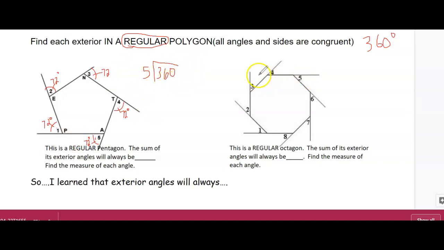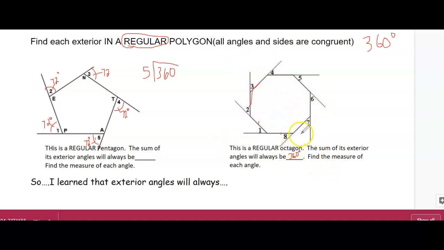Do this one. What does it say? 8. So this is an octagon. Let's just make sure: 1, 2, 3, 4, 5, 6, 7, 8 sides. And it wants to find out the sum of its exterior angles, which will always be, good, 360. No matter if it has 8, if it has 100 sides, they'll still be 360 degrees. If it has 3 sides, they'll still be 360 degrees.